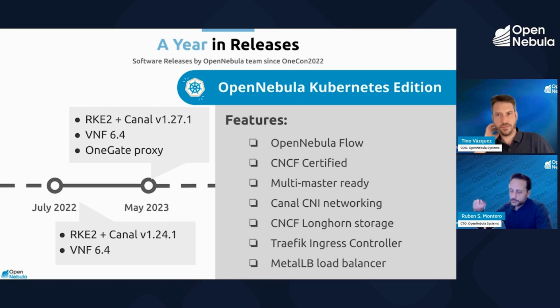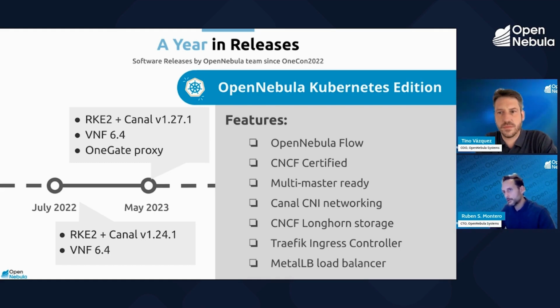It includes several features, like it's multi-master ready. We are using Cilium as our networking module for OpenNebula. We have Longhorn for the distributed storage. We also include the Traefik ingress controller and MetalLB for some load balancing for the networking. So as you can see, this is a complete, feature-wise, distribution and an easy way to deploy your Kubernetes cluster on top of OpenNebula, which is a really demanded feature by the community and the enterprise customers.